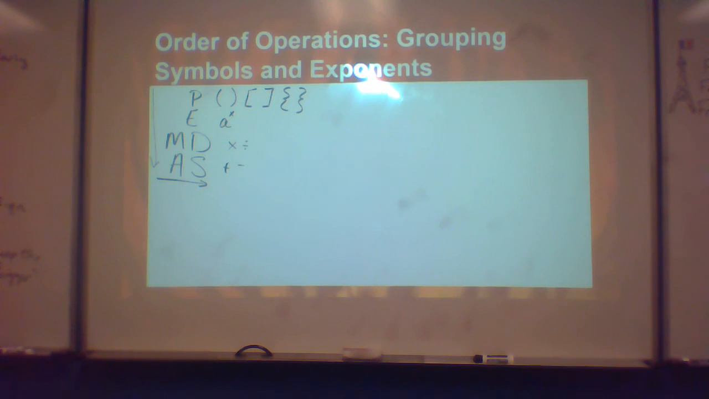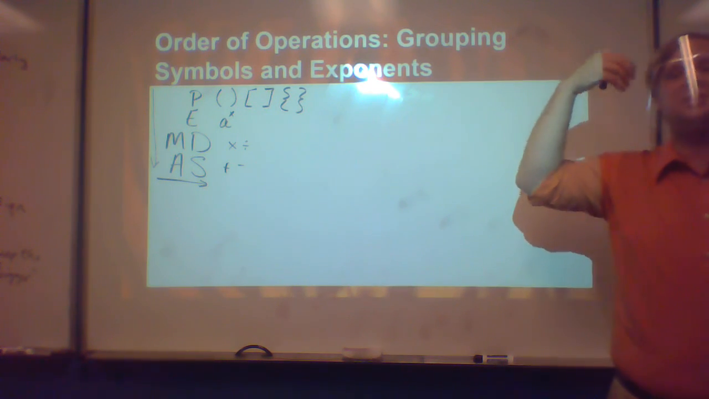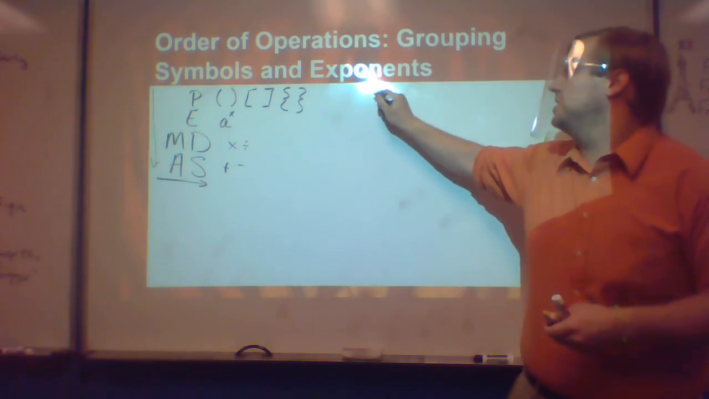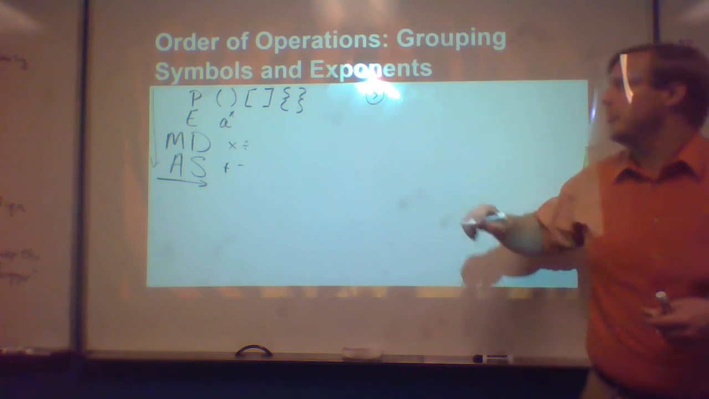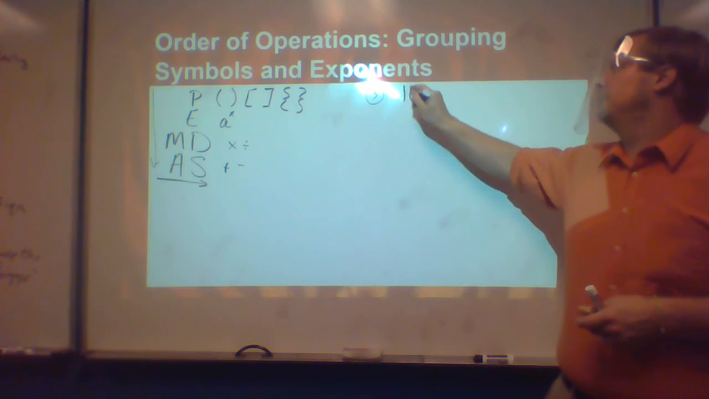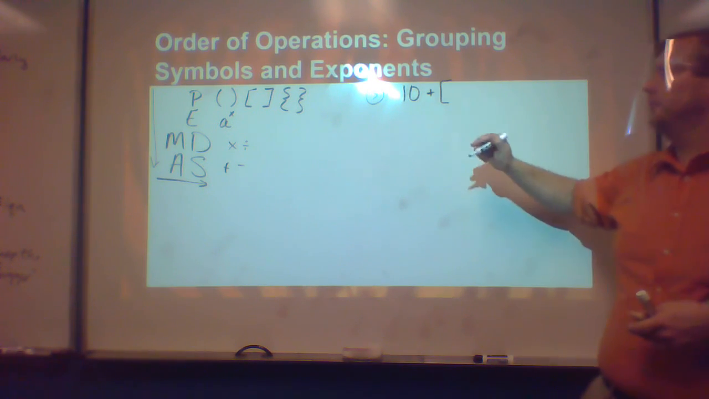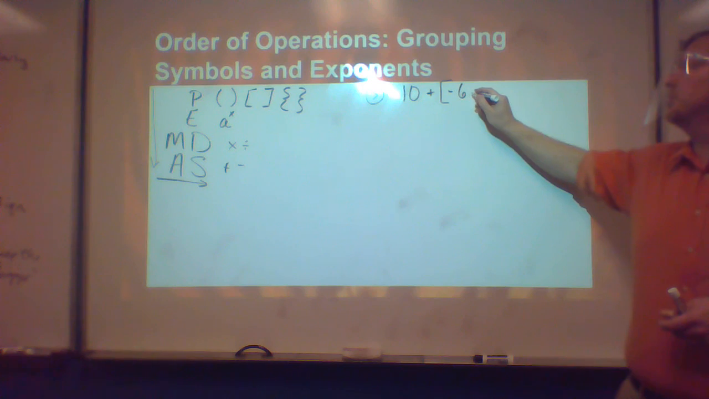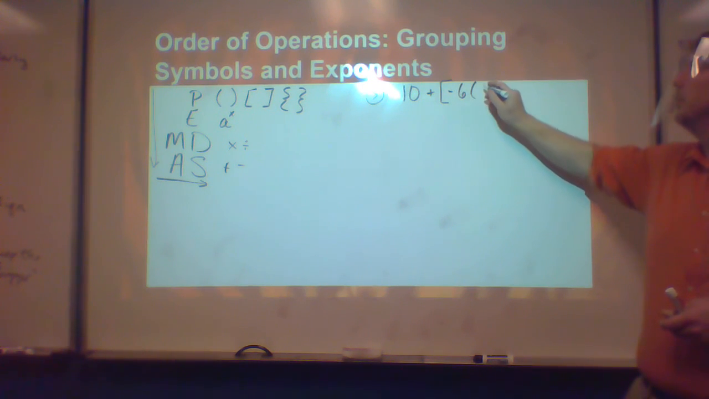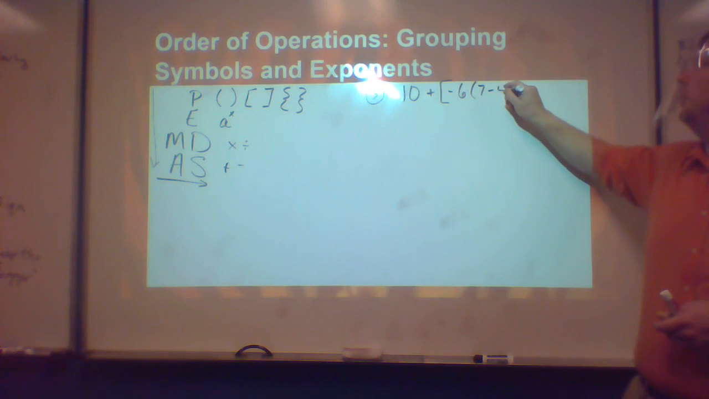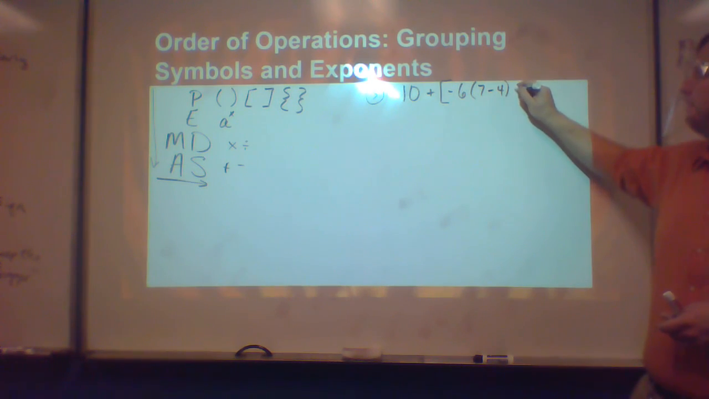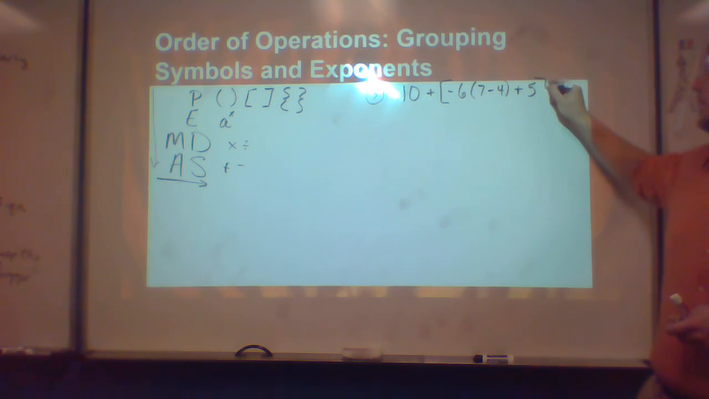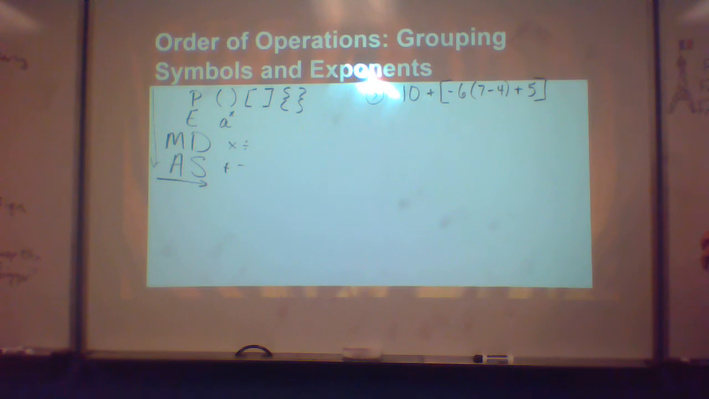Now, these are the ones that mess people up the most. Okay? These are also the ones that are going to take the longest because of just how much stuff will be in them. For instance, let's just do grouping symbols first. So we're talking about parentheses here. Let's say I have 10 plus, and then you see this. What's that called again? Bracket. So then I go negative 6 and then here's a parenthesis. 7 minus negative 4 plus 5 and brackets. It looks a lot more complicated than it actually is.